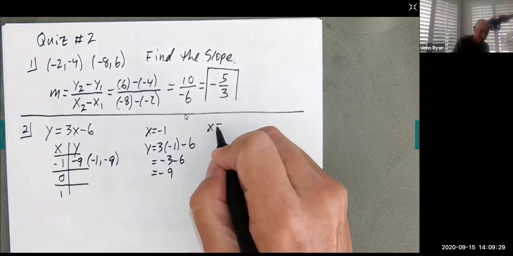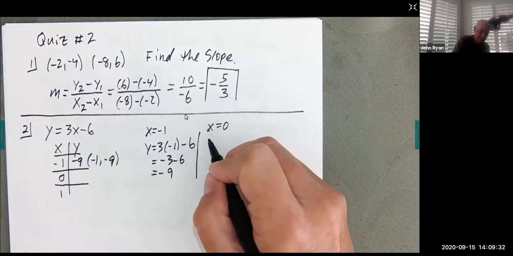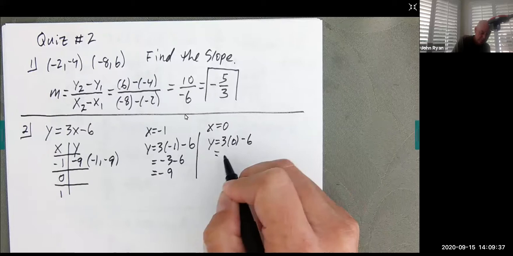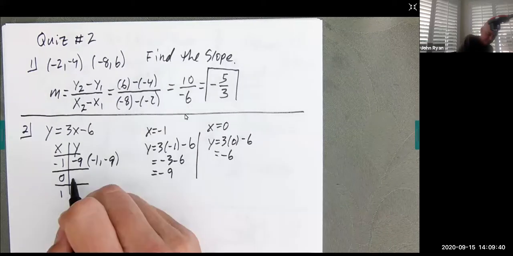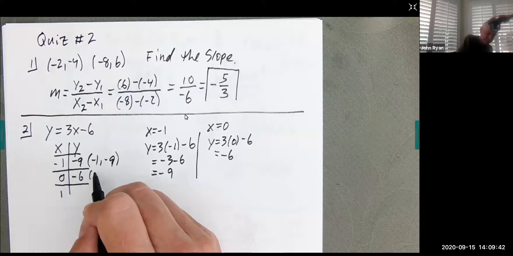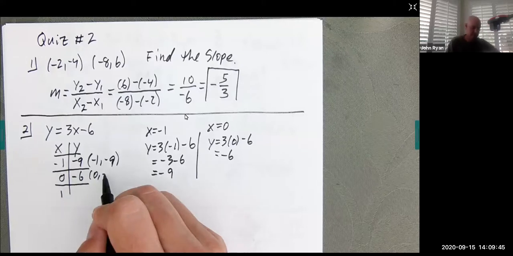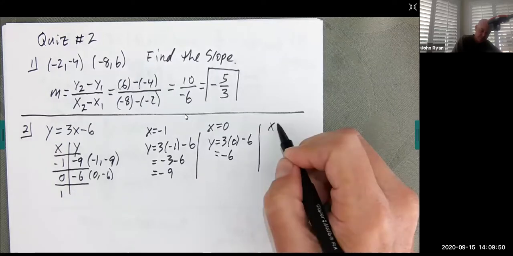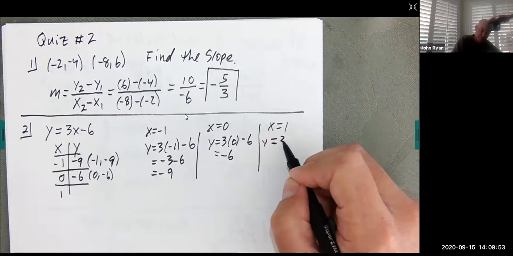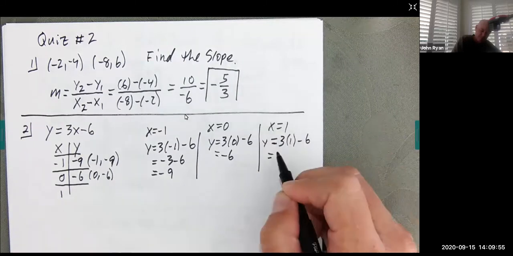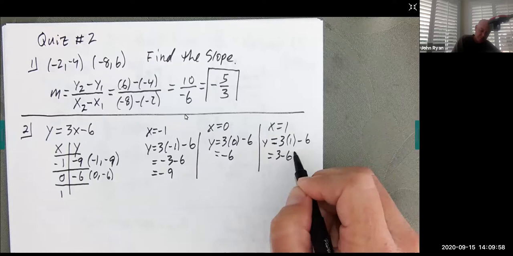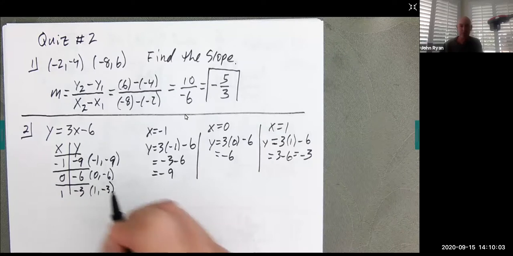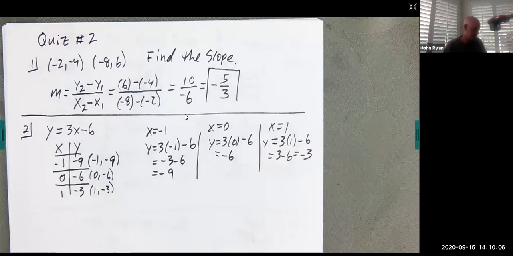At x equals 0, so there's my -6. So the point (0, -6) is there. And at x equals 1, so here are 3 points that are on the same line.